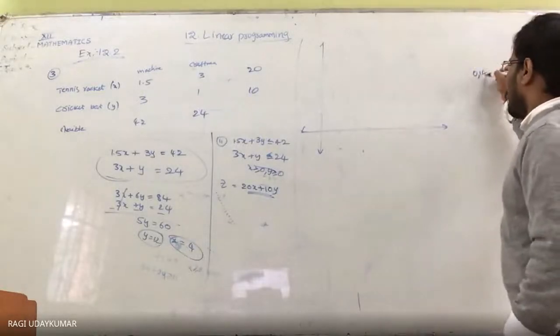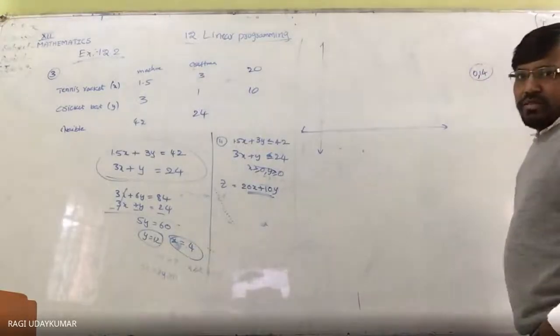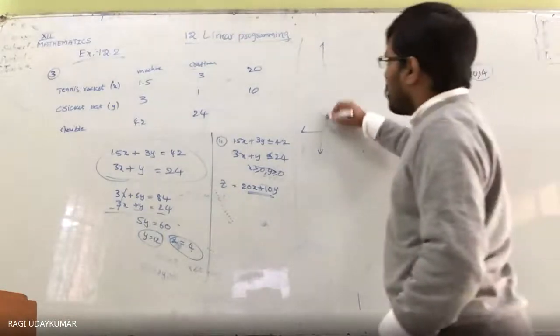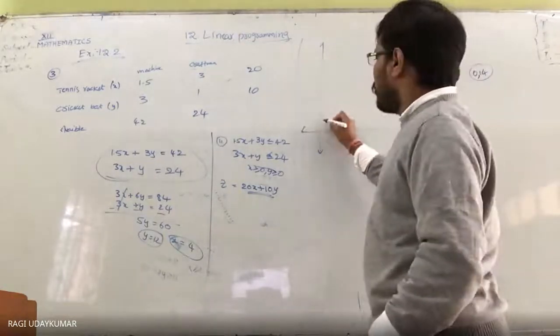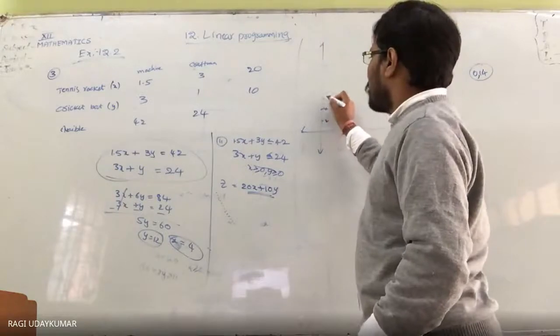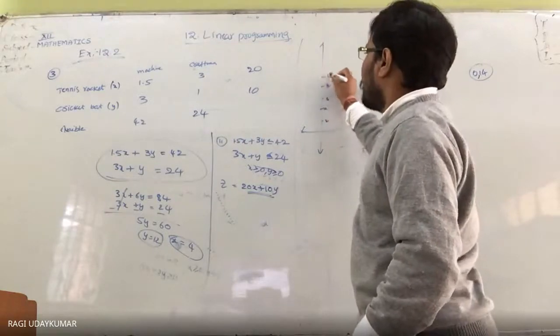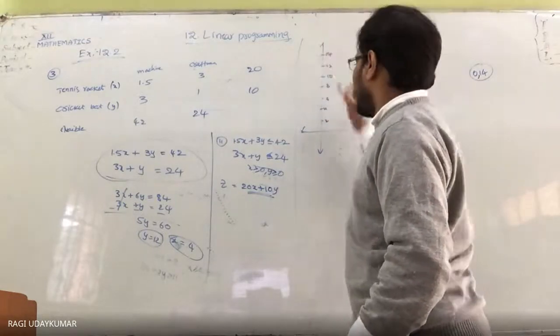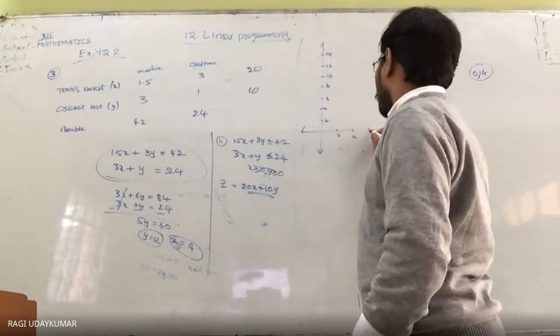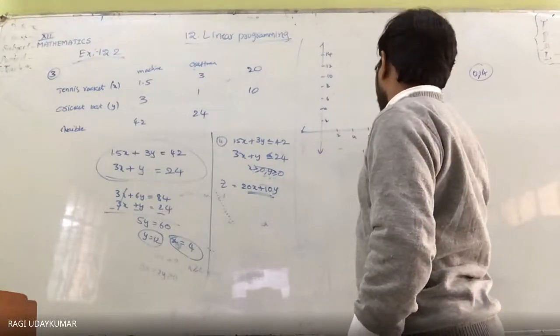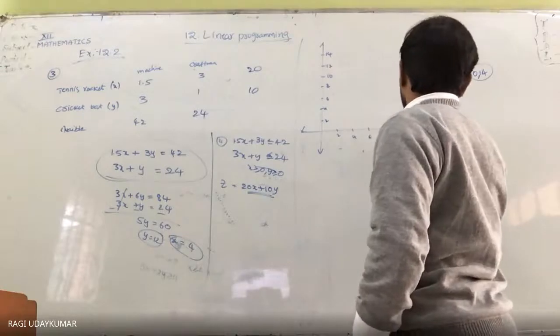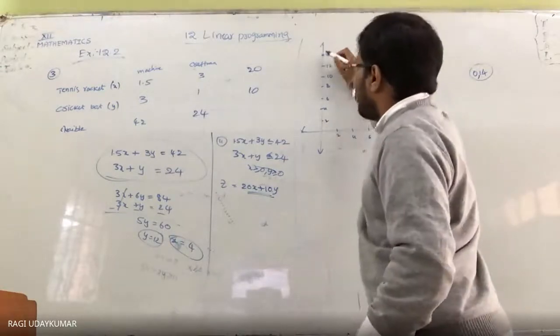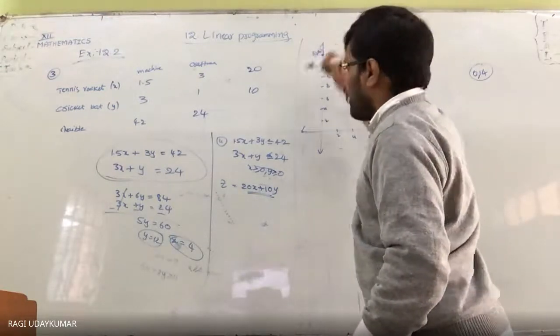So 0 comma 14 is a point. Take 2 units each: 2, 4, 6, 8, 10, 12, 14. So 0 comma 14 is a point here. This is 0 comma 14.